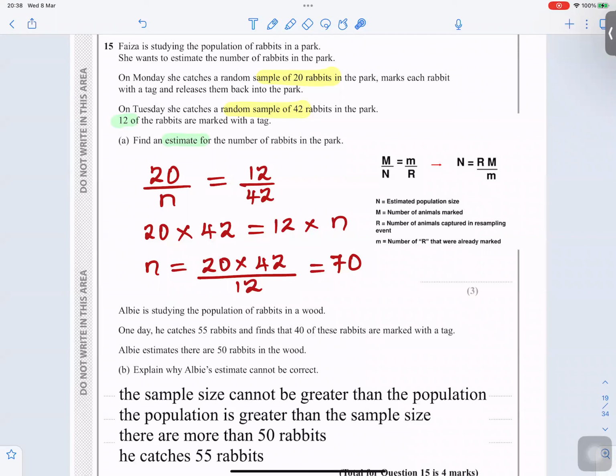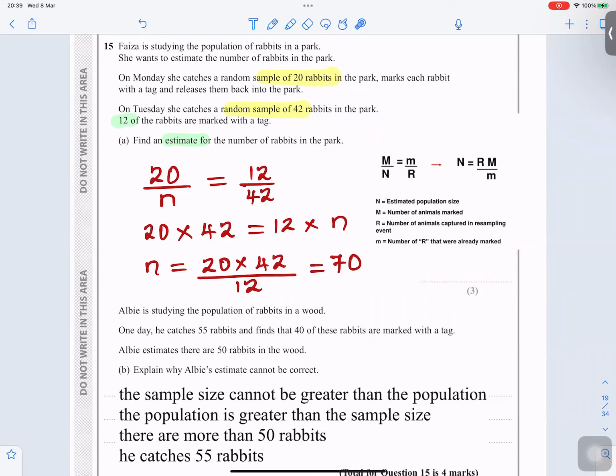Question 15. Faiza is studying the population of rabbits in the park. She wants to estimate the number of rabbits in the park. On Monday, she catches a random sample of 20 rabbits in the park, marks each rabbit with a tag, and releases them back into the park. On Tuesday, she catches a random sample of 42 rabbits in the park. 12 of the rabbits are marked with a tag. Find an estimate for the number of rabbits in the park. So we can use this formula on the right-hand side there. I'll put it there for you.